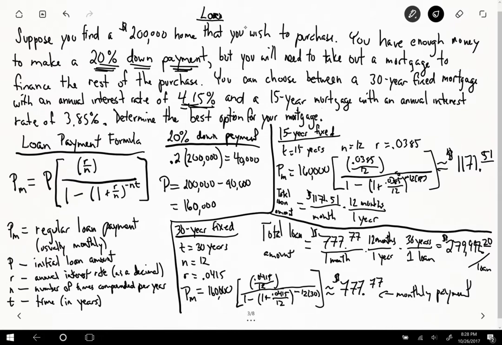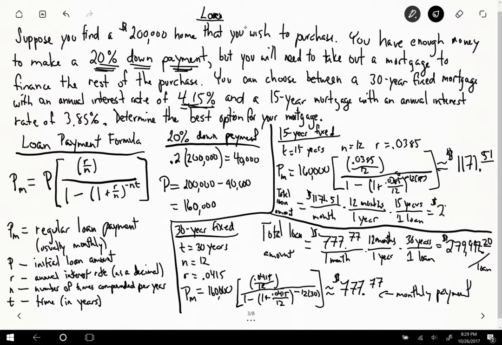Not saying you have to write it this way, but it's just one way to keep track nicely. After that, this is only a 15-year loan, so there's 15 years per the one loan. And so what happens here? Well, we have 1,171.51 times 12 times 15, and notice this is a lot cheaper.